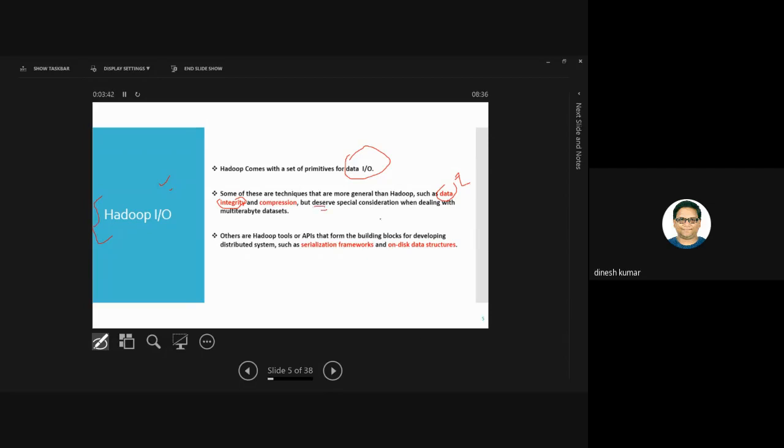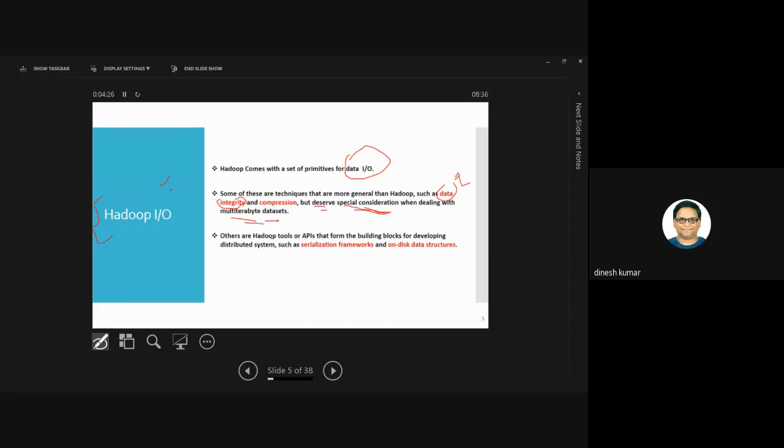But still, it deserves special consideration. Although they are not completely new, or they haven't been designed or developed only in the context of Hadoop or big data, they still need some more attention, some more care. When a multi-terabyte data set is dealt with using the same approach, you have a few MBs of data to compress, and then again you have a lot of data to compress. It demands some more care, although the method is the same.